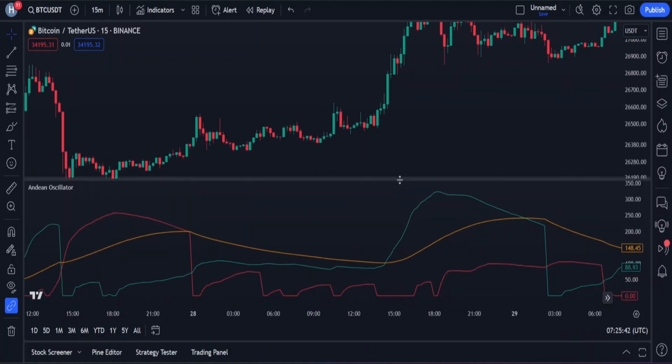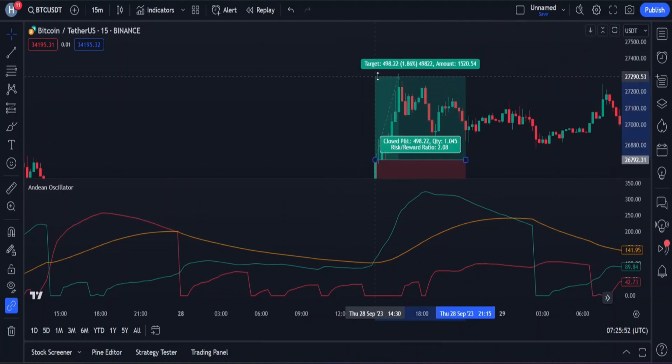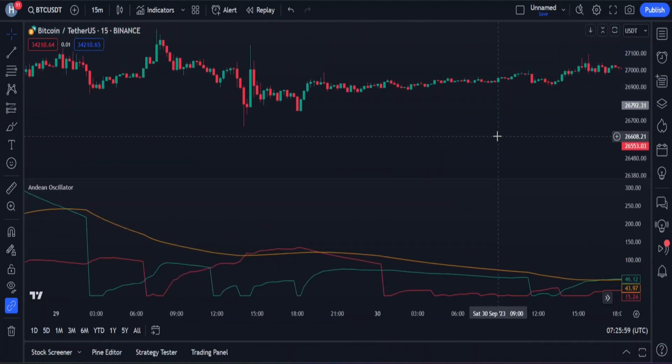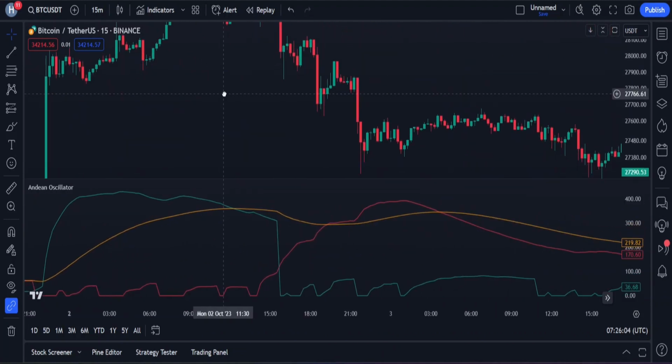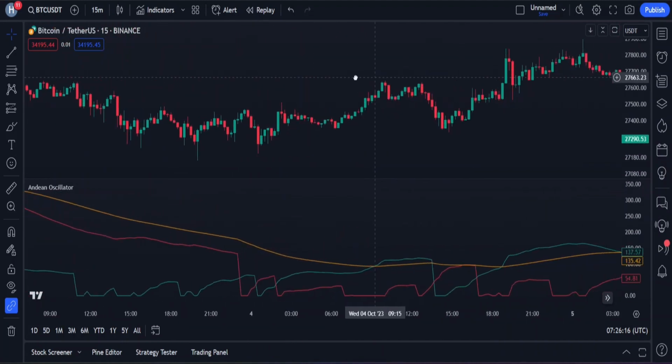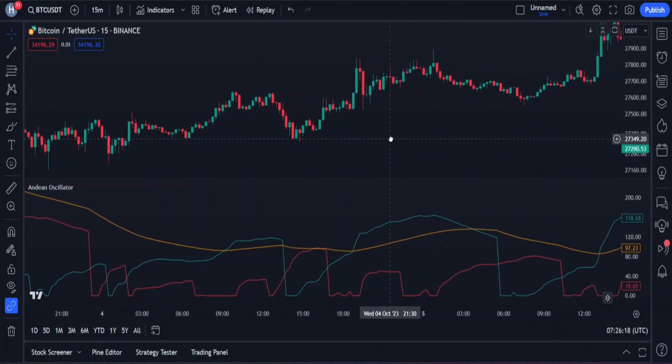For this, we will use the signal line. When the green line crosses and moves above the signal line, like it did here, this is a signal to buy. So for example, we can open a buy trade here. And as you can see, this was an amazing buy signal given by this indicator. Similarly, we will open a sell trade when the red line crosses above the signal line, just like it did here. So here we got a valid sell signal, and we can open a sell trade here. This is the most straightforward way of reading this indicator.